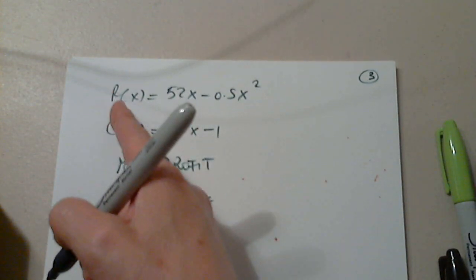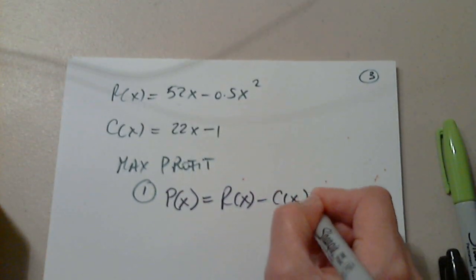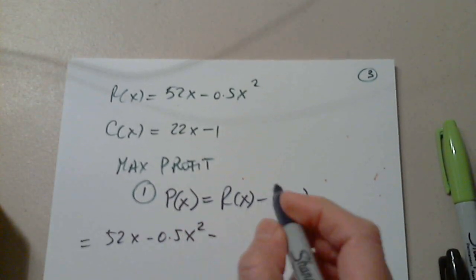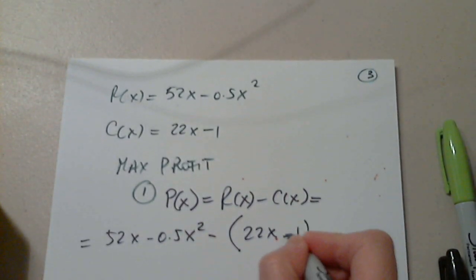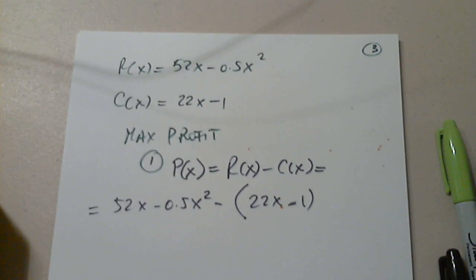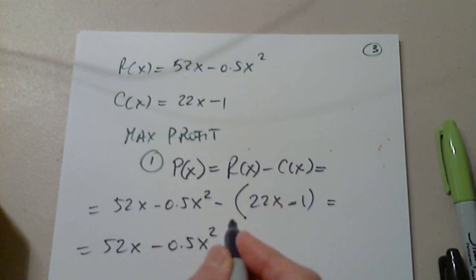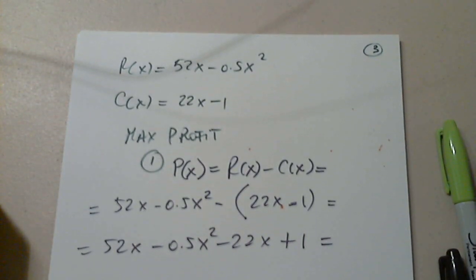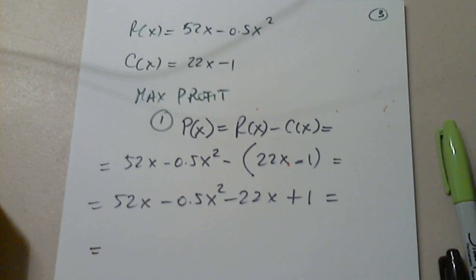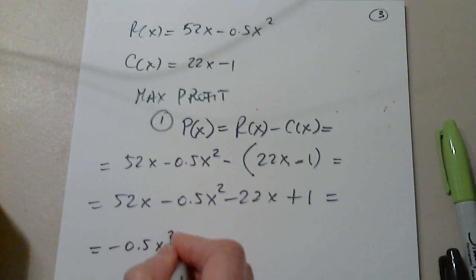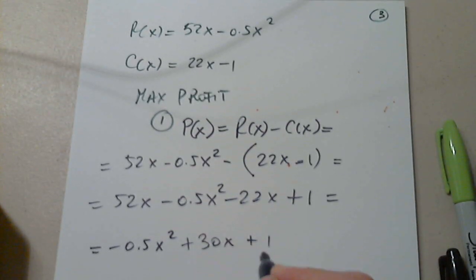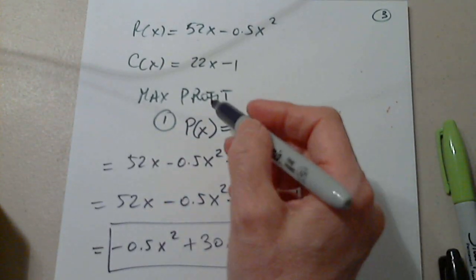That's a definition, right? I have to write R of x minus C of x so I don't make a mistake. I will write 52x minus 0.5x squared minus, put parentheses so I will not forget to subtract everything from the cost. Then I will rewrite 52x minus 0.5x squared minus 22x but plus 1. I will rearrange the entire function correctly, in descending order. 52x minus 22x is plus 30x and plus 1. I found the profit function.